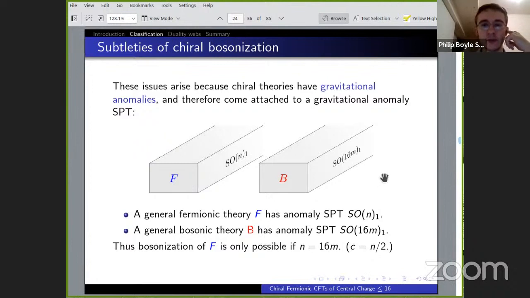Okay, so just to review some facts about these two theories, SO(N) level one is in general a spin SPT. Its partition function depends upon the 3D spin structure, but not always. If N is a multiple of 16, then it doesn't depend upon the spin structure, and so it's a non-spin SPT. And this is why this theory is the SPT for a bosonic theory. So only non-spin SPTs can be the anomaly SPTs for bosonic theories.